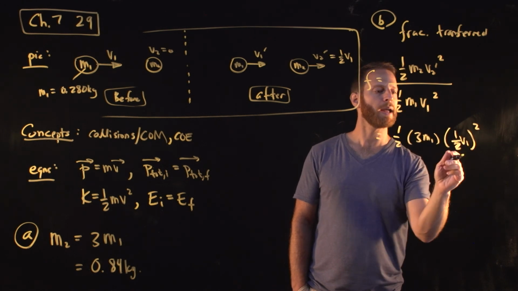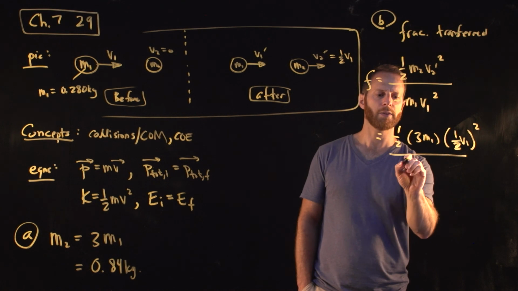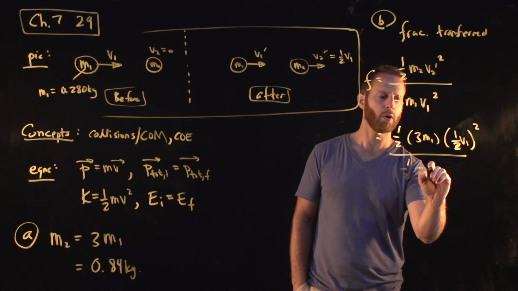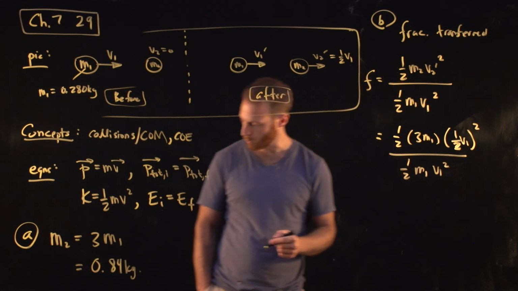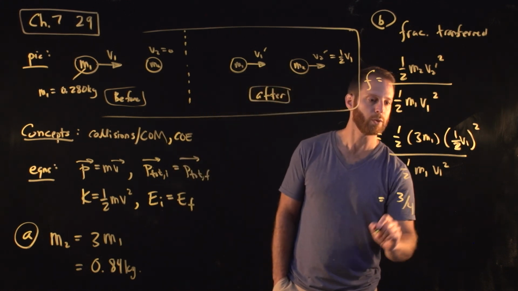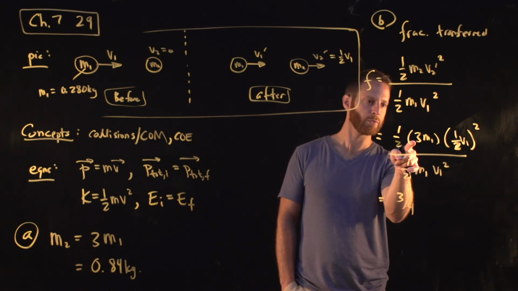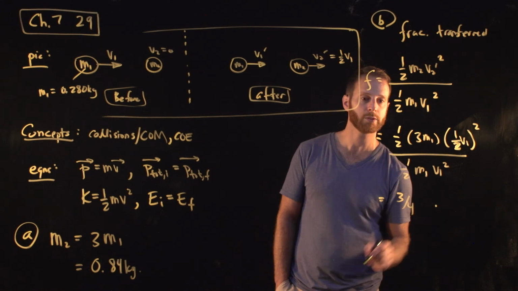Remember to square that. That's why I add these parentheses, just because I want to make sure I don't get too confused, and divide this by 1/2 m1 v1 squared. The m1s will cancel, the v1s will cancel as well, and this turns out to be 3/4. The 1/2s cancel, the 3 gets multiplied, 1/2 quantity squared is 1/4, so 3 times 1/4 gives 3/4, and that is your final answer.